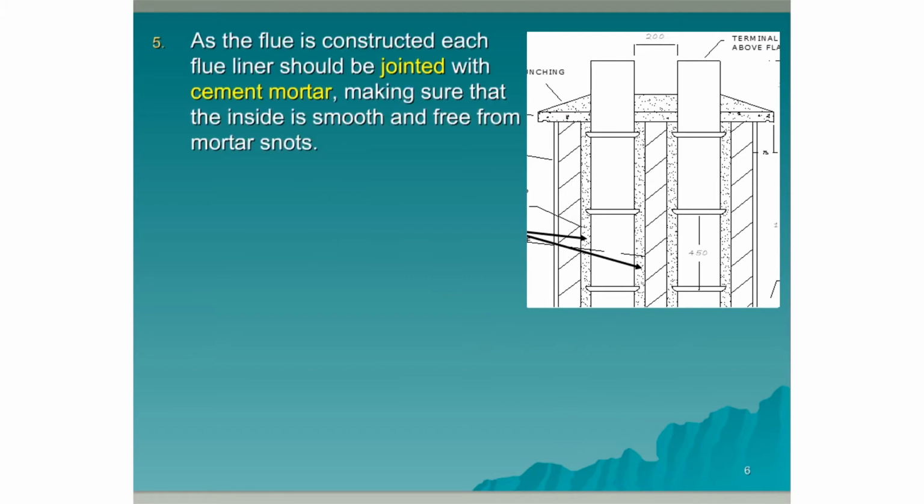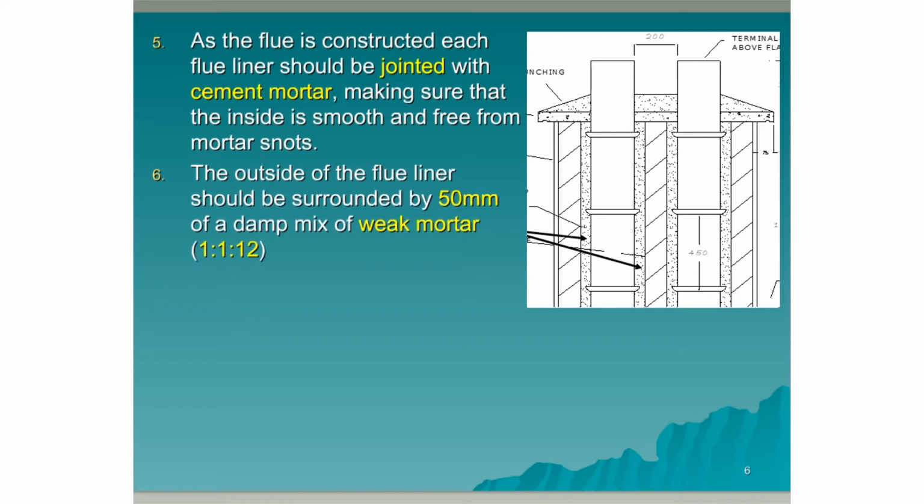5. As the flue is constructed, each flue liner should be jointed with cement mortar, making sure that the inside is smooth and free from mortar snots. 6. The outside of the flue liner should be surrounded by 50 mm of a damp mix of weak mortar, and the mix should be 1:1:12. This should be filled every time a flue liner is put into position, therefore every 450 mm. This is in order to avoid any air pockets or any gaps.